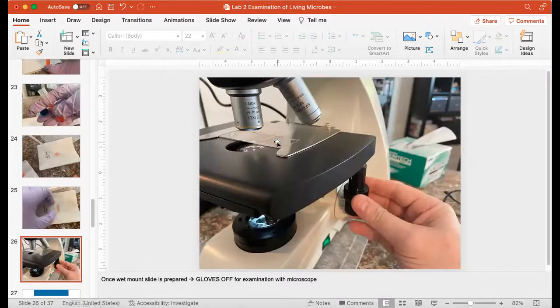Now, once I'm ready to take my slide over to the microscope, my gloves come off, right? We don't use gloves while we're using a microscope, because we assume our gloves are contaminated and we don't want to handle anything when we have gloves on that is not routinely disinfected. Microscopes are not routinely disinfected. So always take your gloves off before you examine what you've made.